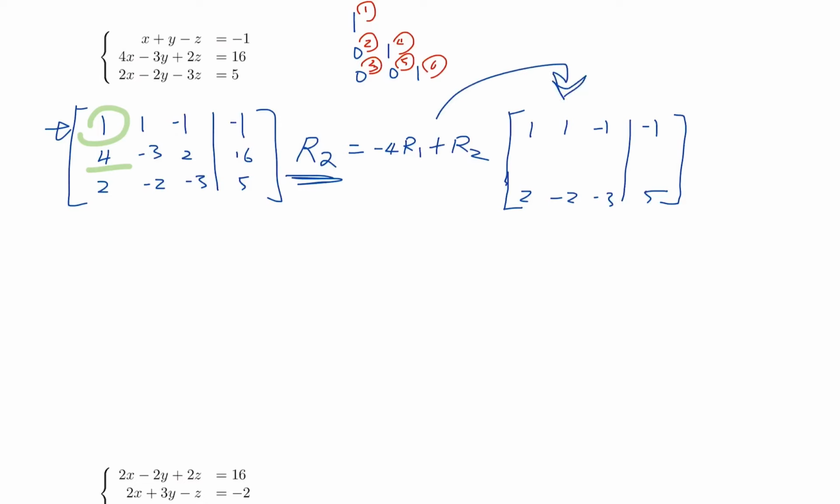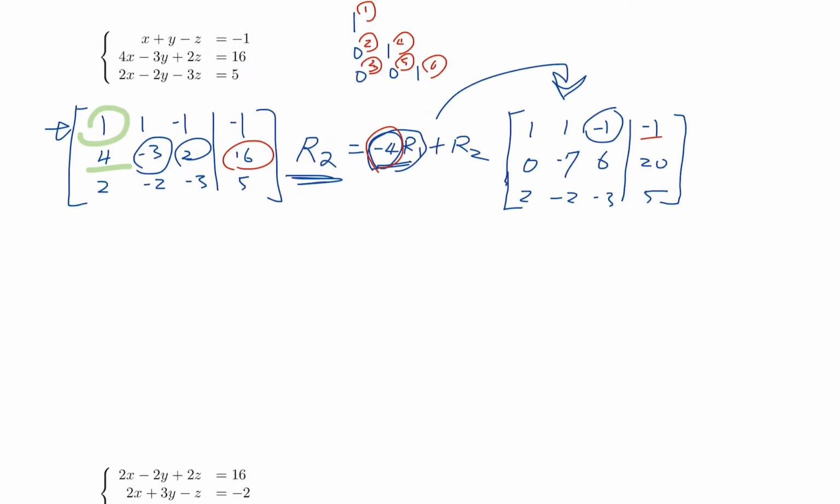So negative 4 times 1 gives me negative 4, plus 4 gives me 0. Negative 4 times negative 1, negative 4 times 1 gives me negative 4. Now add to here, negative 3. Gives me negative 7. Negative 4 times negative 1, positive 4 plus 2 gives me 6. Again, make sure you're keeping track correctly. Negative 4 times negative 1 gives me positive 4 plus 16 gives me 20.